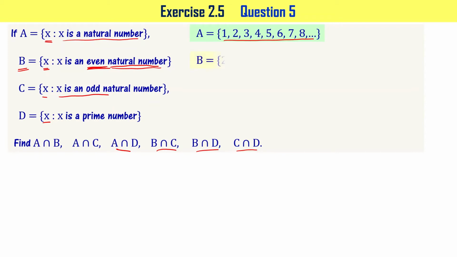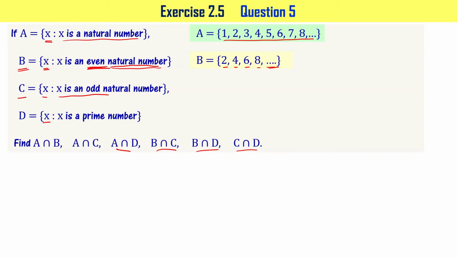Now B is going to be having even natural numbers. Those are 2, 4, 6, 8 and so on. When I said "and so on", it means the given set is an infinite set, right? Now let's go to the set C.